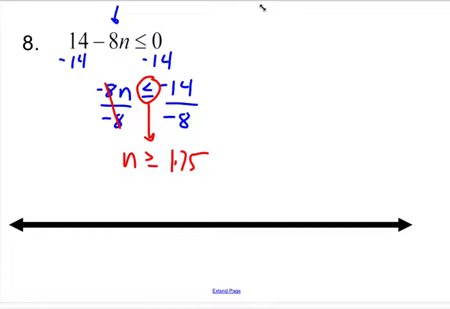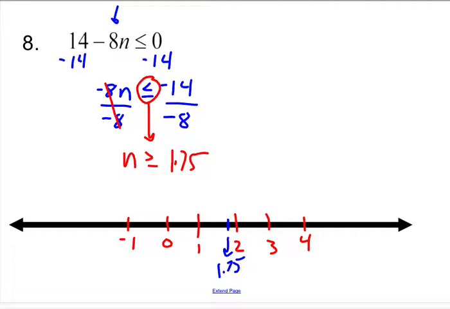Okay. Graphing this now, 1.75 is between 1 and 2. 3, 4, 0, negative 1, that should be enough. So 1.75, 1.5 would be right in the middle. So 1.75 is about right there, 1.75.